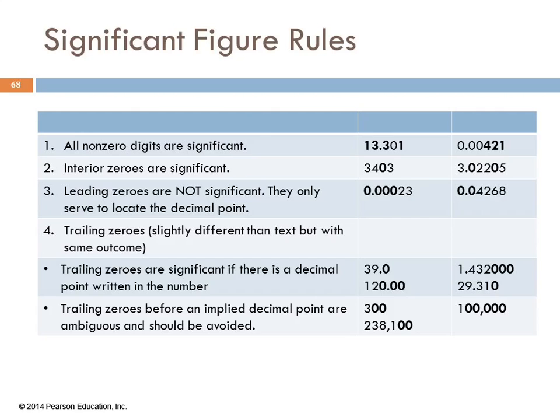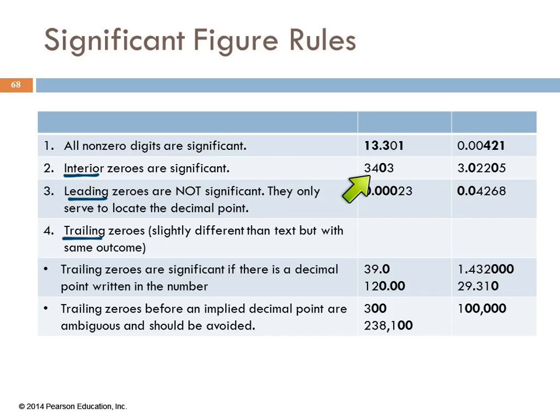No end of trouble with zeros, because there's three kinds of zeros. There are interior zeros, there are leading zeros, and there are trailing zeros. So there are zeros in the middle of the number. Those are interior. There are zeros at the beginning of the number. They lead the number. And there are zeros that come at the end. Those are trailing zeros. So interior zeros are always significant.